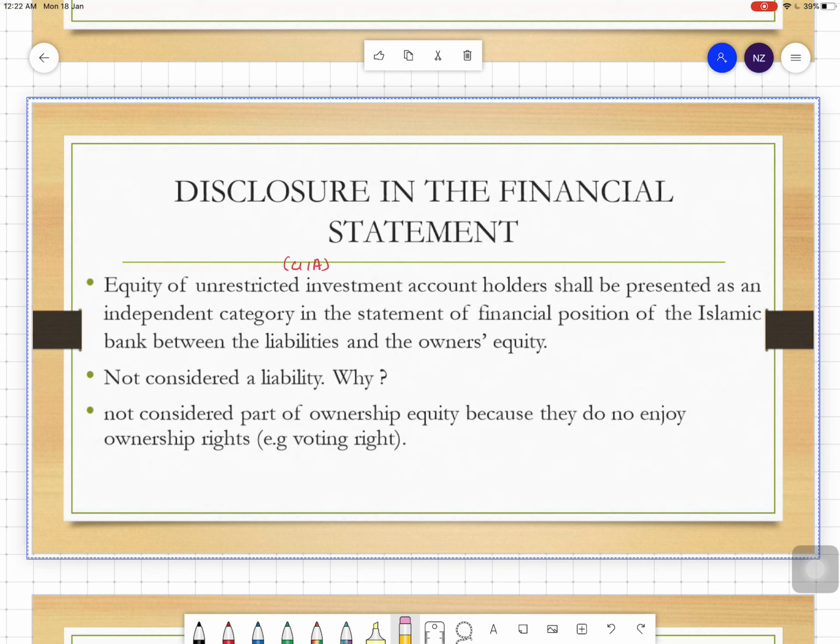UIA is something where the customer relies on the bank's expertise. So it is not one of the liabilities of the bank because the bank can use the fund to invest in whatever asset it likes. So it is not one of the obligations. So for UIA holders, it is not a liability of the bank. And one reason is that there is no voting right. The banks can do whatever they want with the fund. Okay.